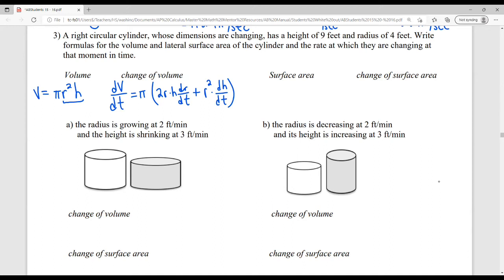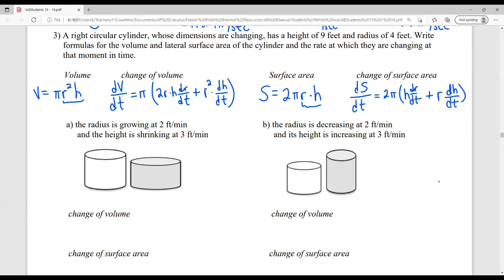The surface area of a right circular cylinder is equal to 2 pi r times h. And we're going to have to use product rule again on the r and the h. So we get the derivative of S is just 1 dS/dt. We can factor the 2 pi out. And the derivative of r is 1 times h times dr/dt, plus the derivative of h is 1 times r dh/dt, since we took the derivative of h that time.